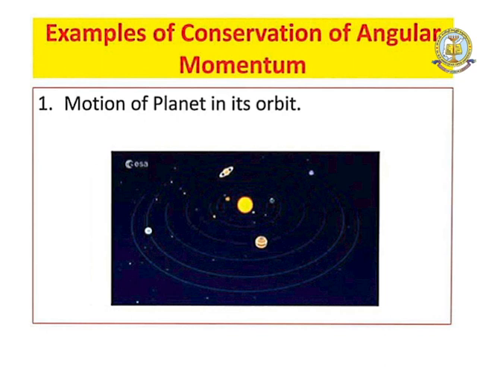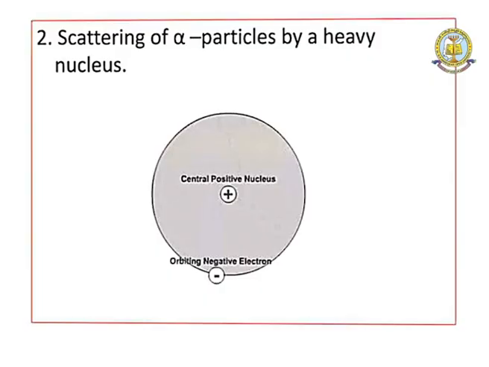So the Earth moves around the Sun under a central force, which is always directed towards the Sun. Another example is the scattering of alpha particles by a heavy nucleus. These are examples of the conservation of angular momentum.